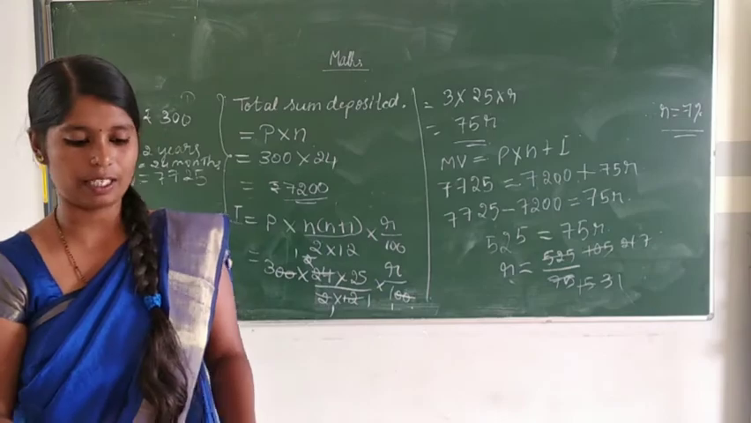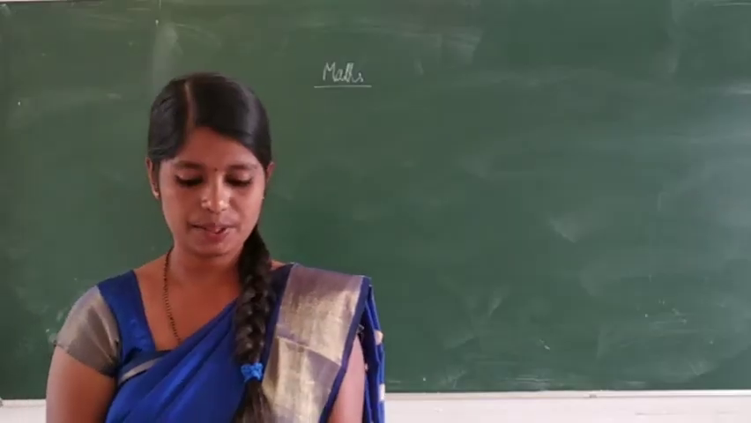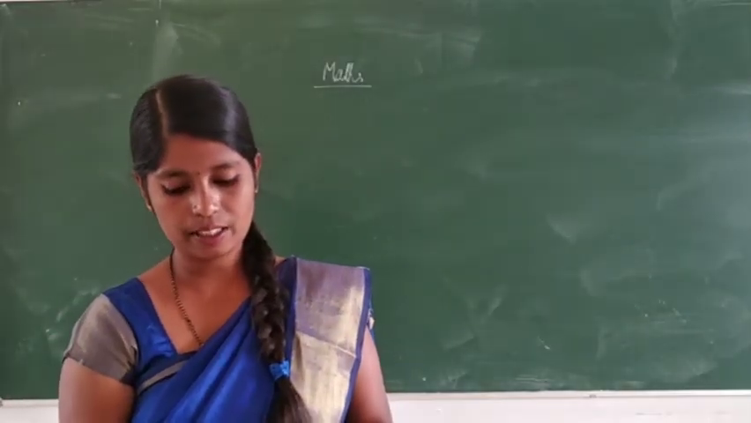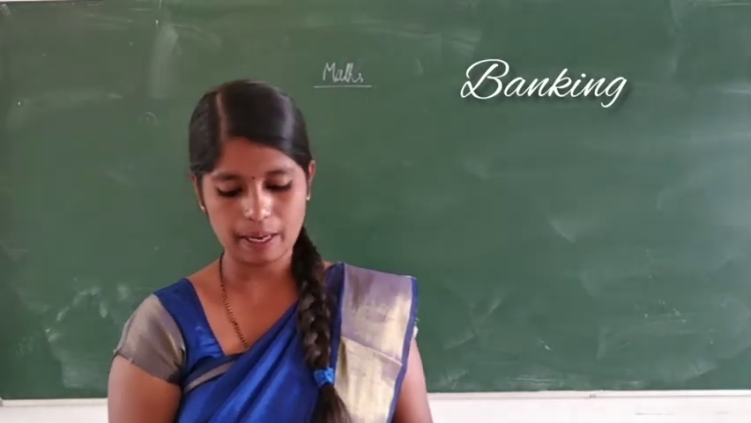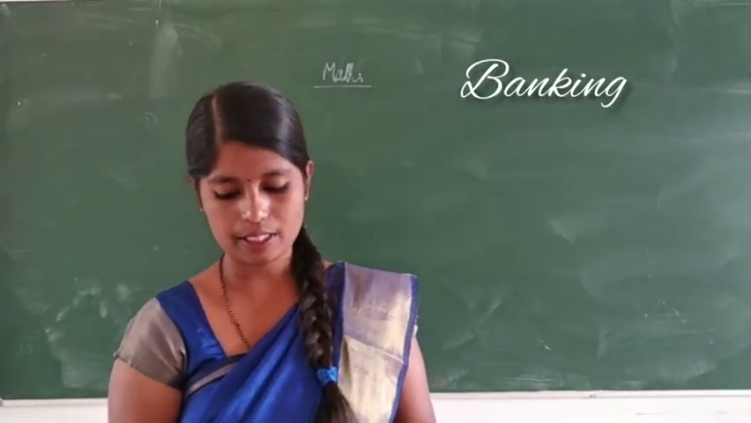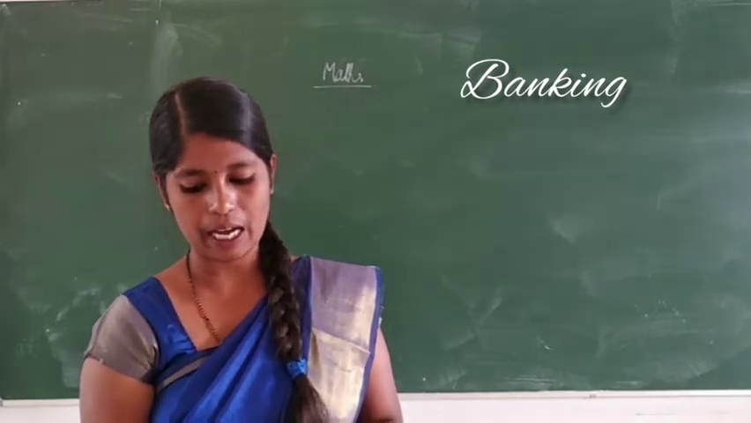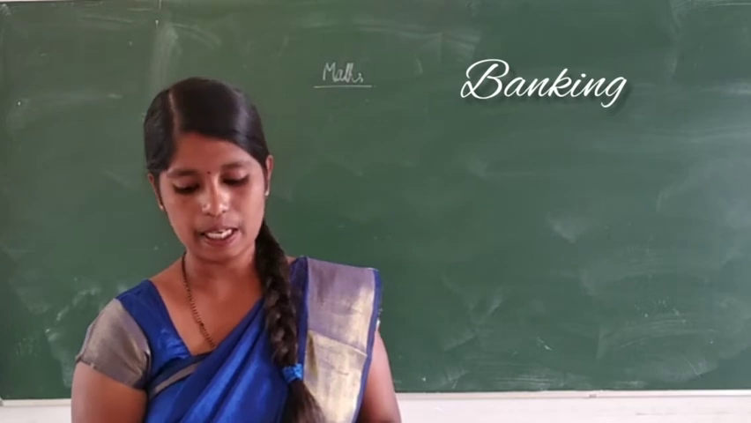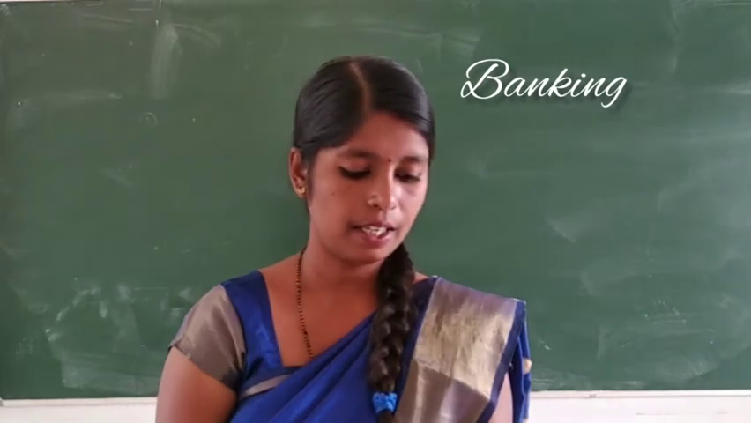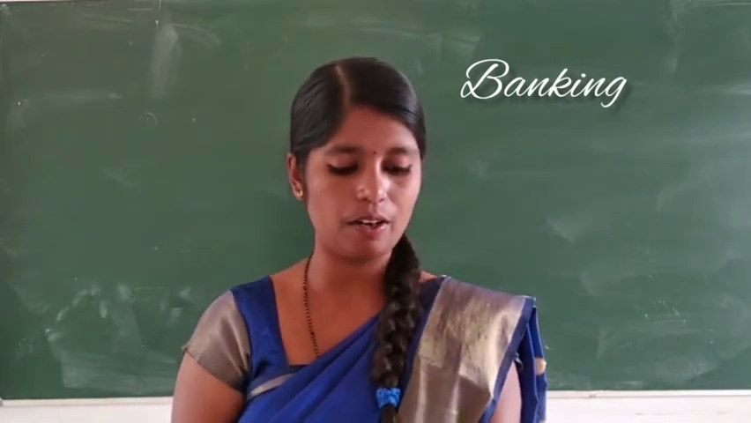This is how we calculate the R value. Next, we'll do the 7th sum. Amit deposited rupees 150 per month in a bank for 8 months under the recurring deposit scheme. What will be the maturity value of his deposits if the rate of interest is 8% per annum and interest is calculated at the end of every month?